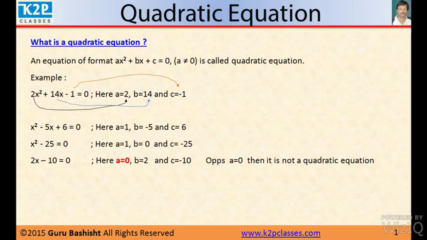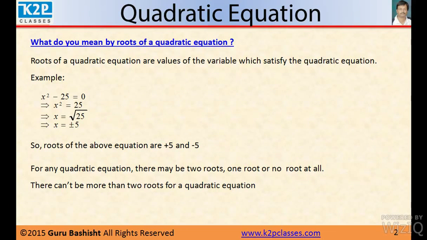2x minus 10 equal to 0. Here we see that there is no x square term, which means a is 0. a equal to 0 means this is not a quadratic equation at all. This is a linear equation.